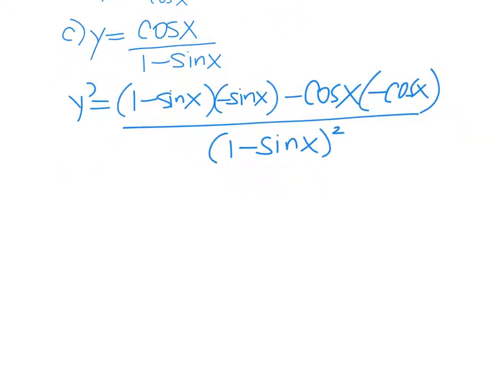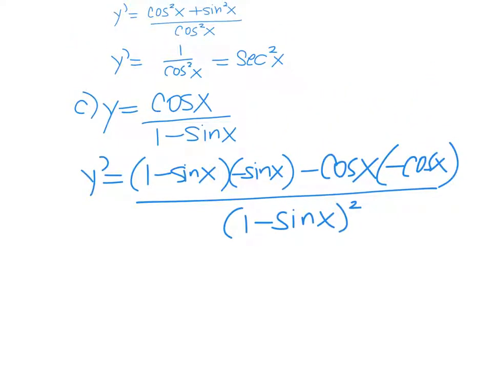No, because it's a negative sine x. So the derivative of sine x is cosine x, but there's a negative in front. So if you have y equals negative sine x and I had to take the derivative of that, the derivative would be negative cosine x because of the constant negative 1 out front.